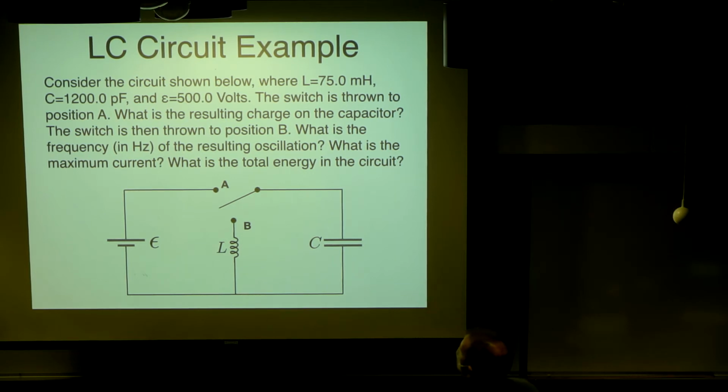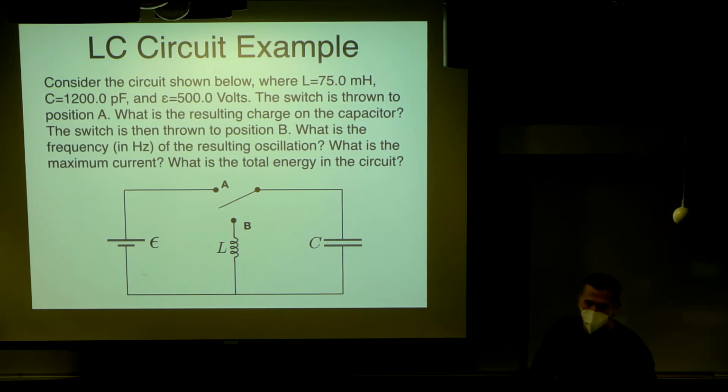All right, so here's what we have. We have a circuit where we have an inductor. L is 75 millihenries. That's called the inductance of this object right here. We have a capacitor, which is 1200 picofarads in terms of its capacitance. And then we also have a battery. Let's say it's just a perfect ideal battery with an EMF of 500 volts. We have a switch, so we can control the flow of current. The first thing we'll do is start with the switch open, and there's no current here, there's no charge here to start off, but after that we'll throw the switch to position A.